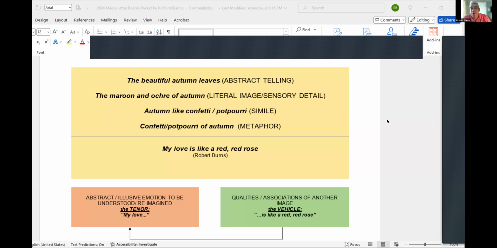Versus, let's say, the ever popular and cliche crimson autumn leaves, right? That's a happy feeling. This evokes a different kind of feeling, a more somber feeling.